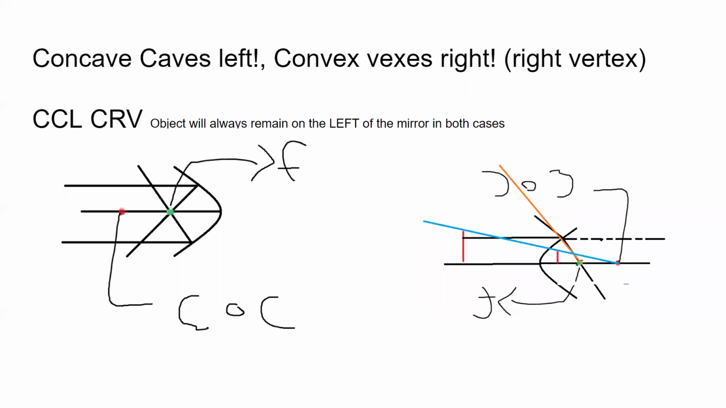So here we go. Concave caves left and convex right vertex is something that I found helped me remember. So CRV would be convex right vertex, like the vertex is to the right. And concave caves left, so it caves to the left. And in both cases, the object will be to the left of the mirror.